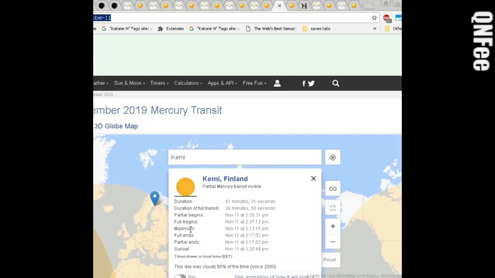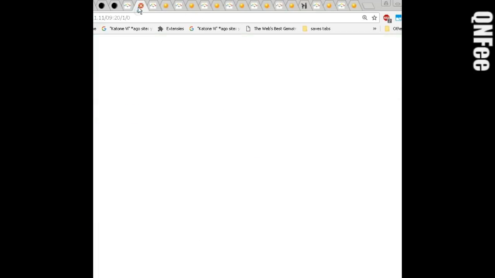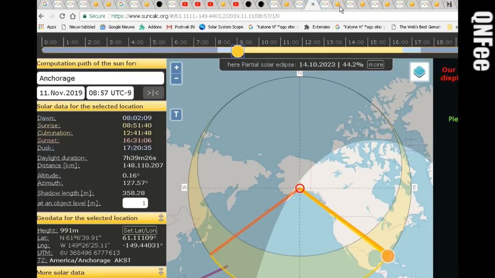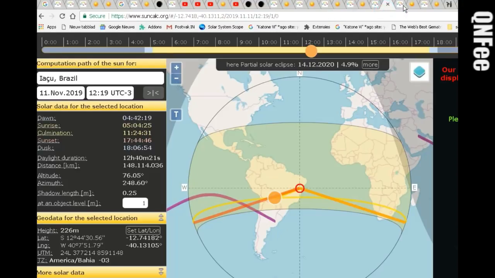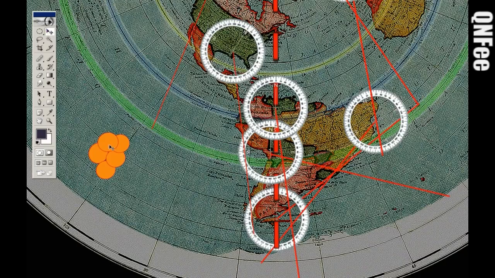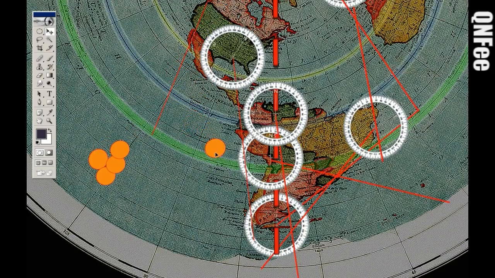So all the angles when the transit starts at maximum. I will leave all the links in the description box for you, so you can check this all yourself. And correct me if you have to, please. So I had all those places with the right angles given by Sun Calc.